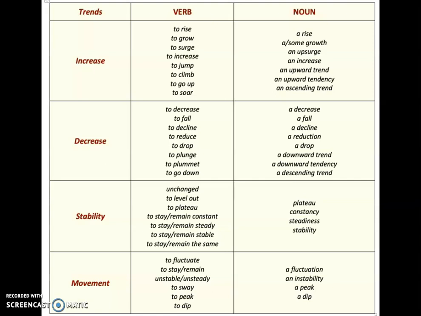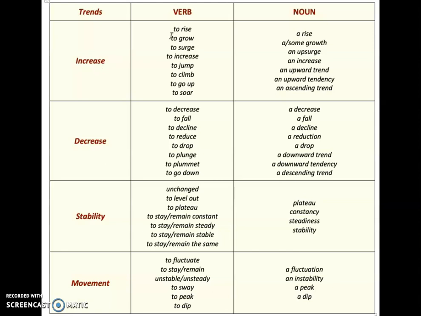Here's some language that we can use when we're describing what we see in a graph, whether it be a bar graph or a line graph or whatever kind of graph. When we see trends, that means there might be movement within the graph. If we see a line going up or down, we would consider that a trend because it's a movement within the graph. So if we see the line going up, it means that something is increasing.